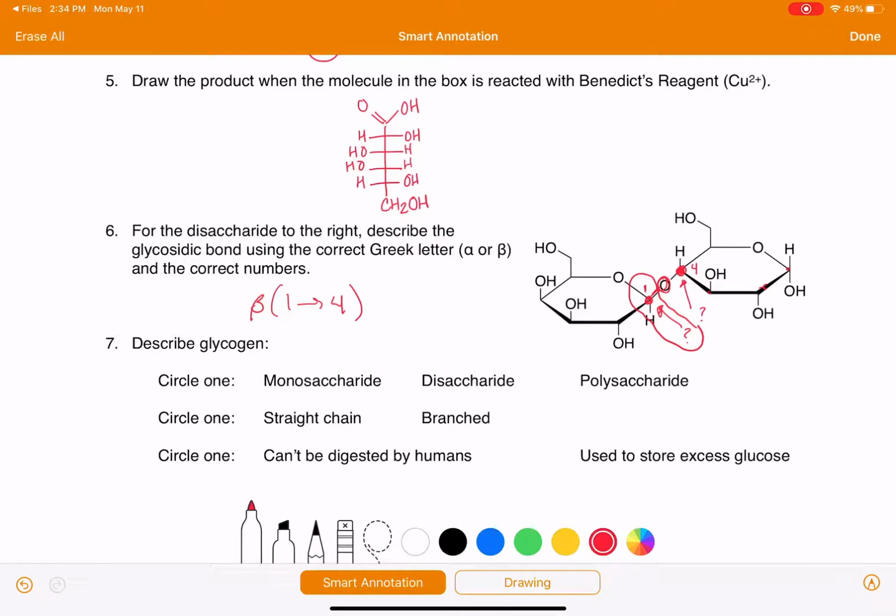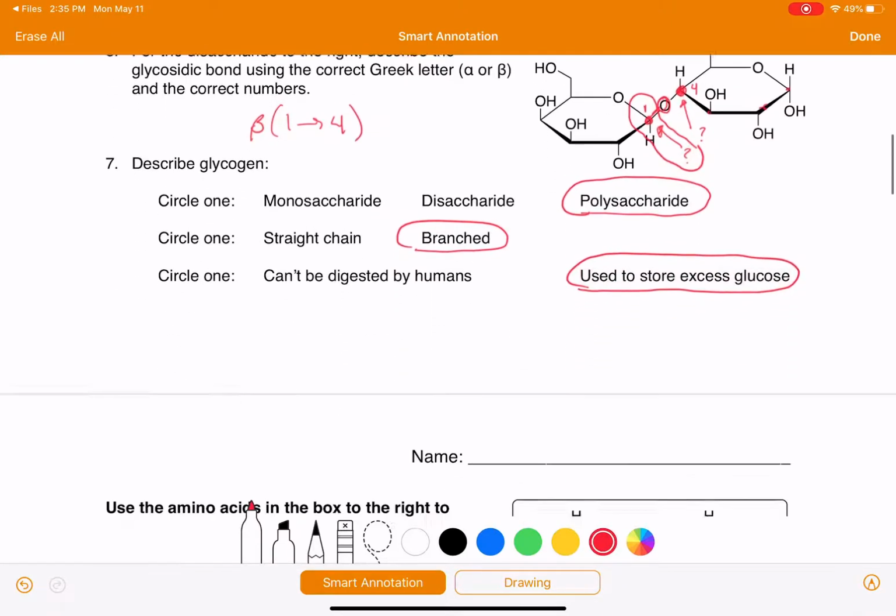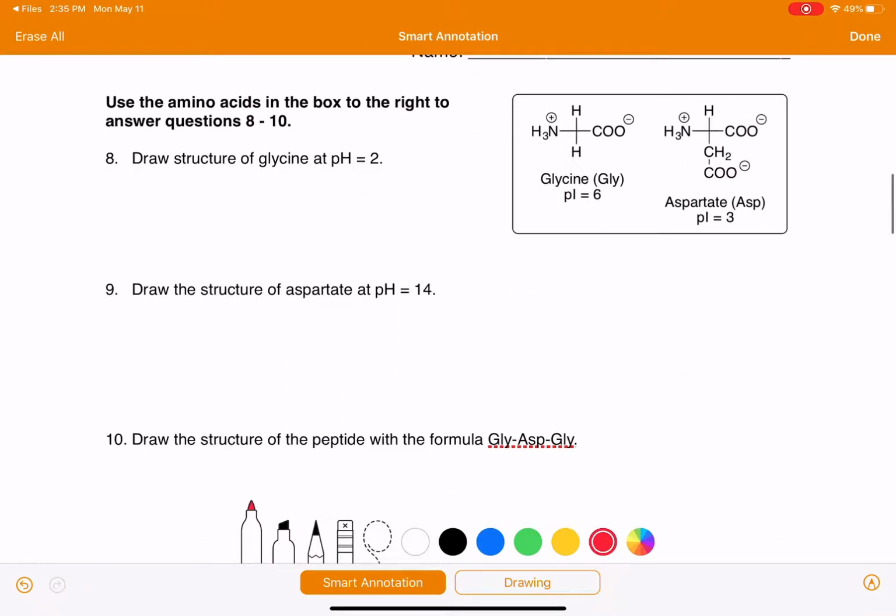Describe glycogen. Glycogen is a polysaccharide. It is a branched structure, and it is used by humans to store excess glucose. That's just stuff that's in your notes or in your brain. Use these amino acids to answer questions 8 through 10. Draw the structure of glycine.